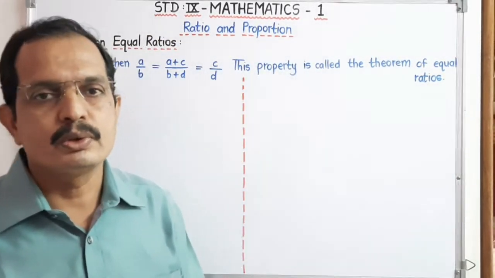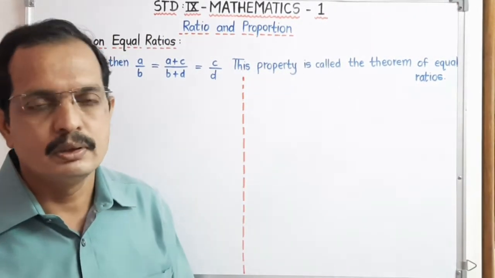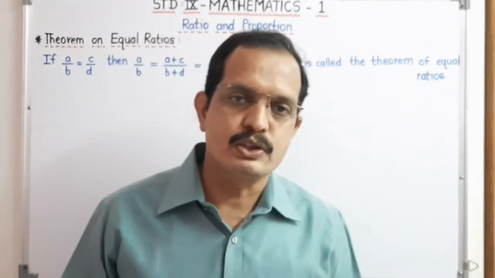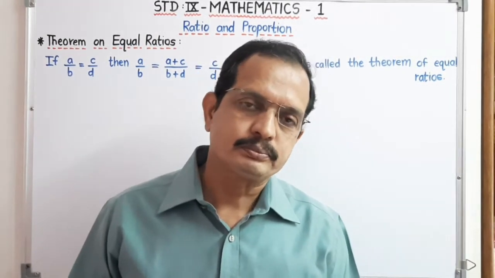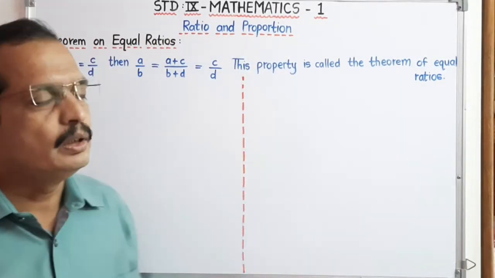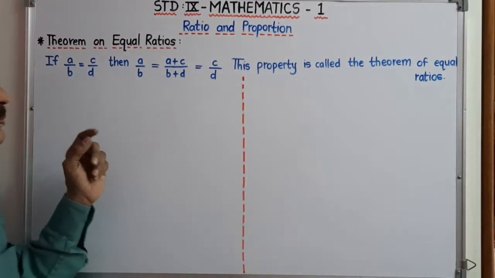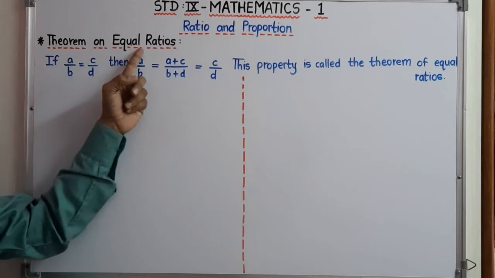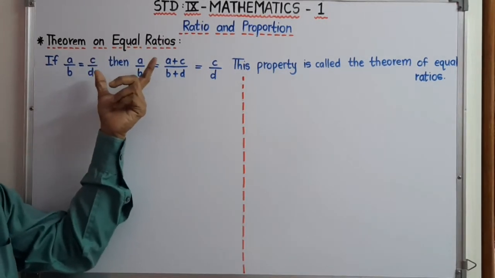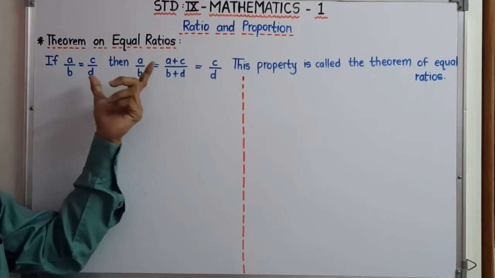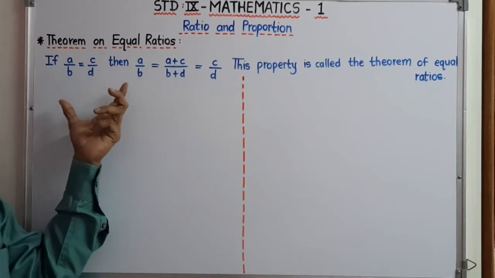Now we have to start with a new topic, that is the theorem on equal ratios. Dear students, this theorem is also important. See, the theorem on equal ratios is given. That means if two ratios are equal, then we have to apply this theorem. It means if the given ratios are equal, then what?